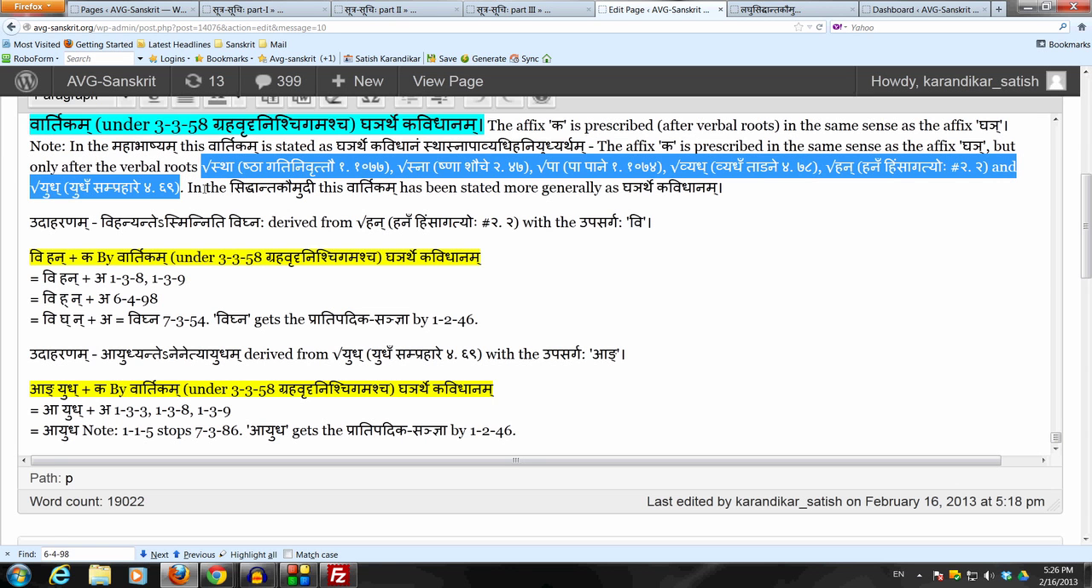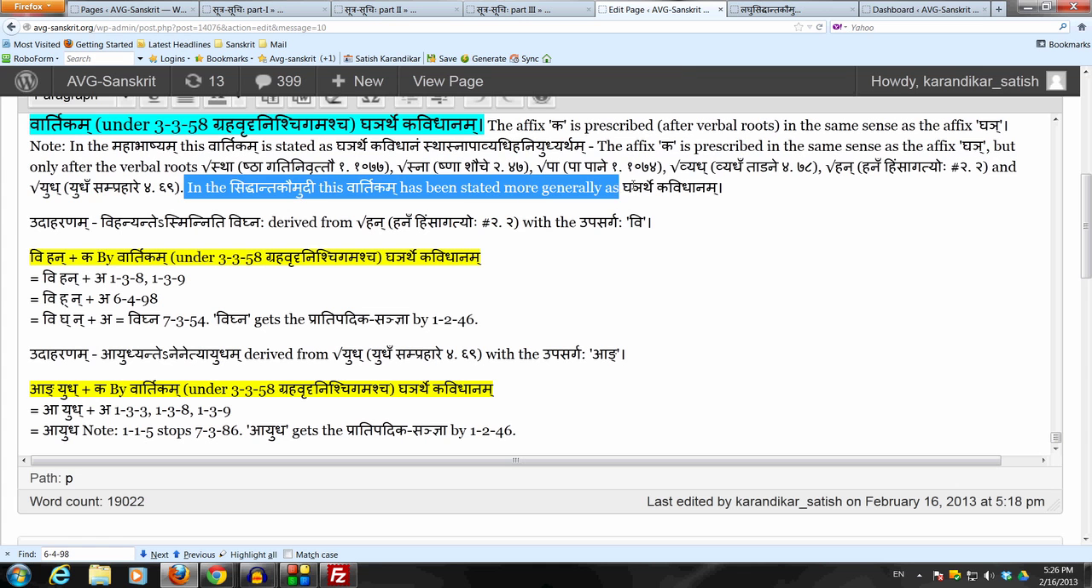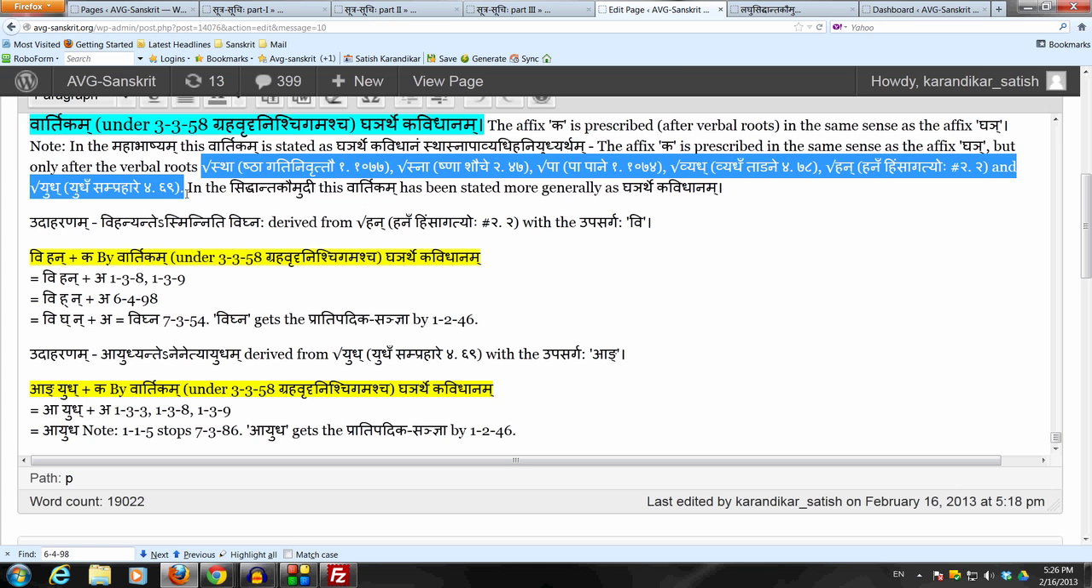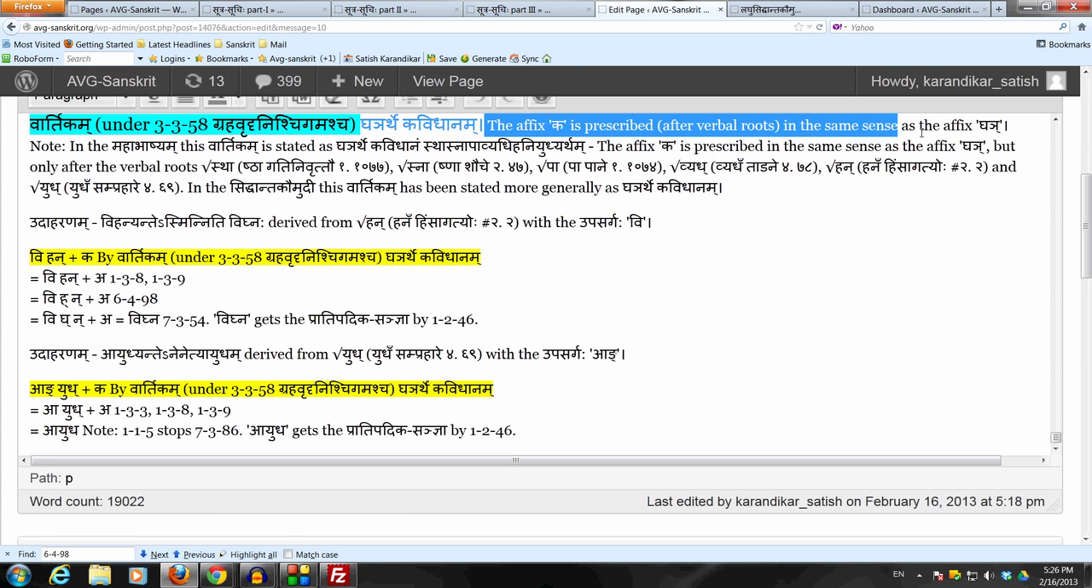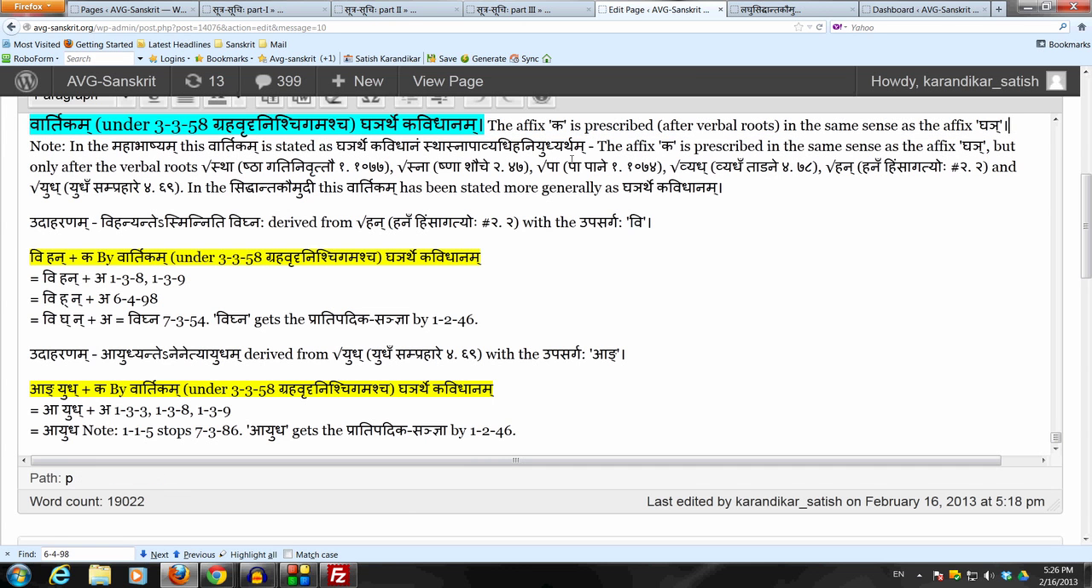But the Siddhanta Kaumudi has given a more general Vartikam as Ghanyarthe Ka Vidhanam. So this affix Ka is seen to be used in the language not only after the verbal roots given in the Mahabhashyam, but after some other verbal roots also. So that is why Siddhanta Kaumudi has kept the Vartikam as a general Vartikam, not limited to any specific verbal roots. So this Vartikam is based on the Mahabhashyam Vartikam. It has been expanded by the Siddhanta Kaumudi.